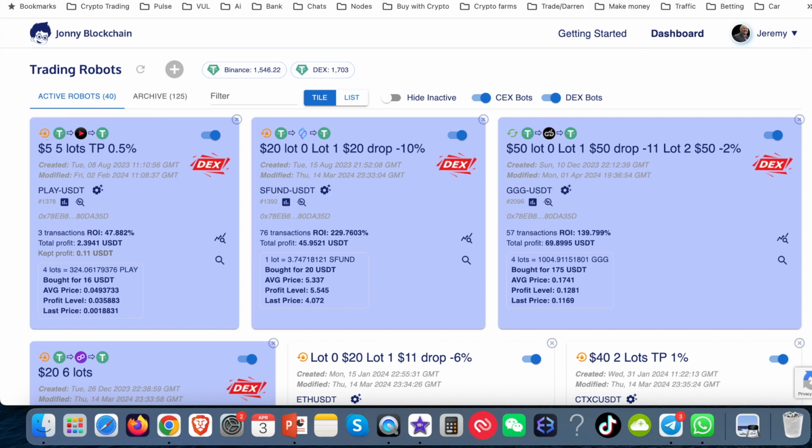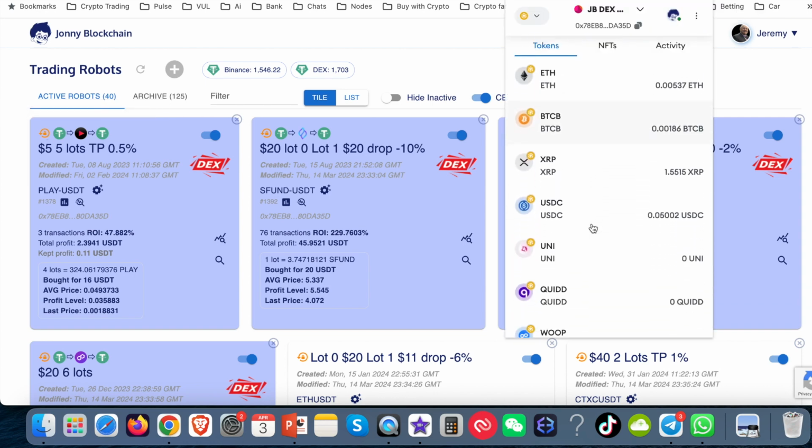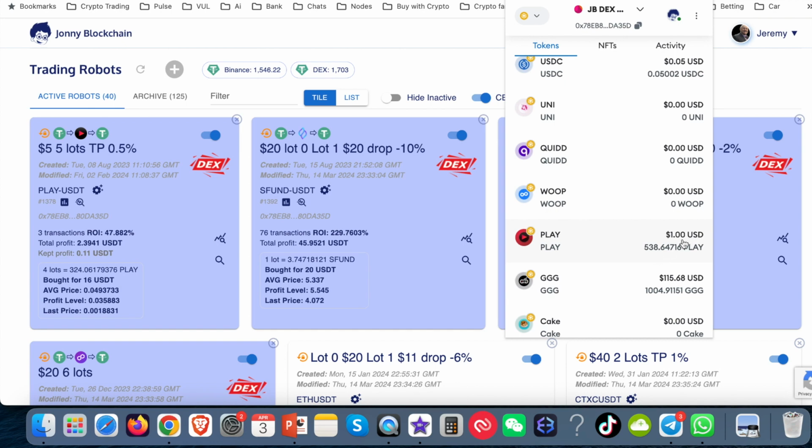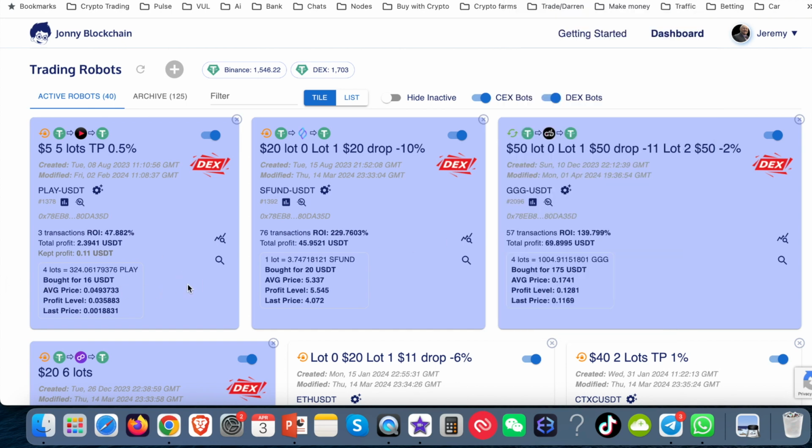So let's have a look in my MetaMask wallet and I'll look for the play token. You could see that that play token's only worth $1 now. So if I was to close this bot, I'm going to lose $15. Well, I don't want to lose $15. I don't want the bot to close because this token could pump overnight.